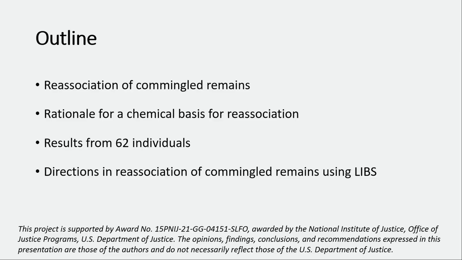So the outline is just giving you a little idea where we fit in the challenge of commingled remains and why we wanted to bring a chemical basis for it. Also, what the results are after 2 years. We analyzed 62 individuals, and so we'll show you everything that we've done, especially on data analysis. And also, I'd like to bring up some points of discussion on where to go from now on. And of course, a disclaimer that these are our findings, nothing to do with the DOJ.